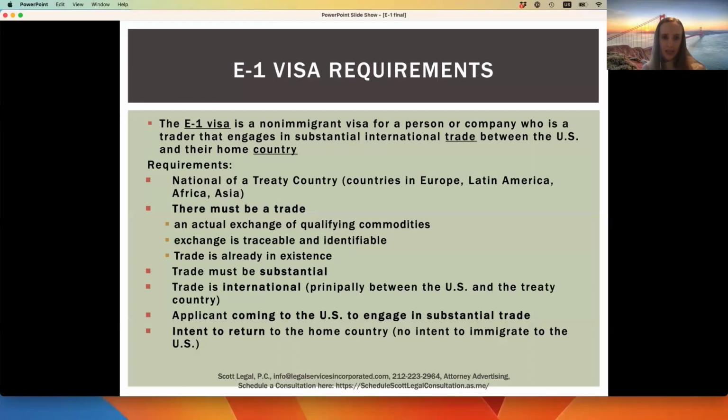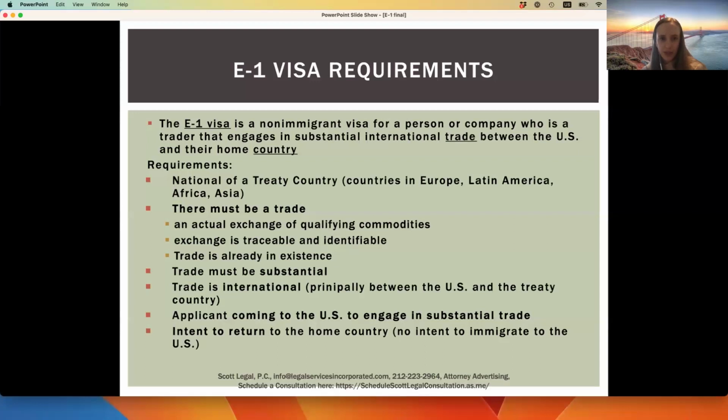So the first requirement is that the E-1 visa is, unfortunately, not available to nationals of all countries. You have to be a national of an E-1 visa treaty country to be able to apply. Many countries all over the world are E-1 visa treaty countries, for example, many countries in Europe, like Germany, Italy, the UK, and countries in Latin America, Africa, and Asia. So you would just need to double check whether your country is on this list.